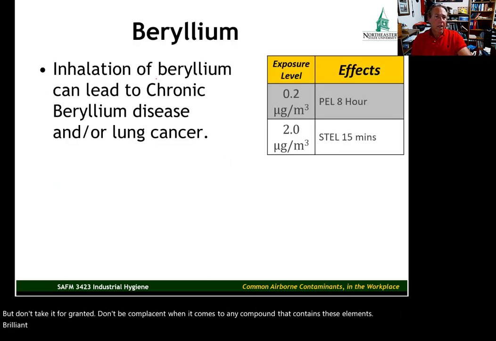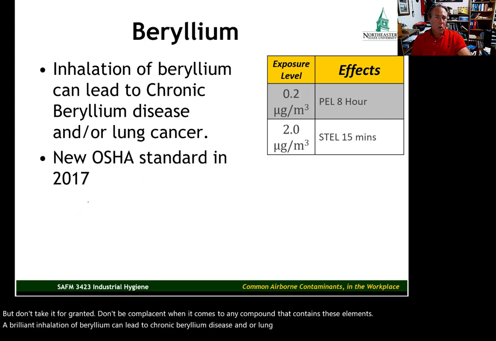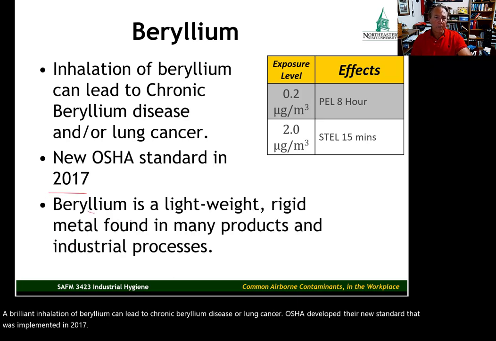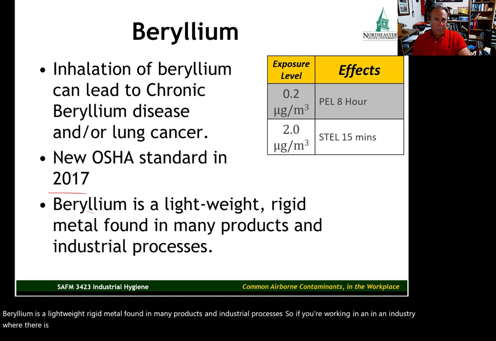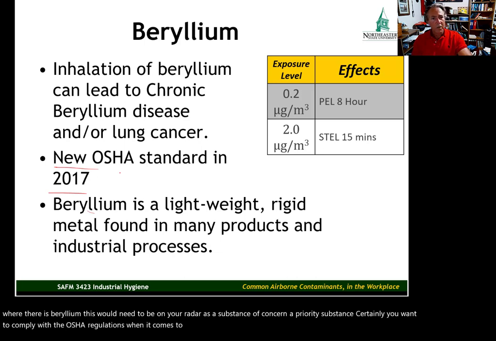Beryllium. Inhalation of beryllium can lead to chronic beryllium disease and or lung cancer. OSHA developed their new standard that was implemented in 2017. Beryllium is a lightweight, rigid metal found in many products and industrial processes. So if you're working in an industry where there is beryllium, this would need to be on your radar as a substance of concern, a priority substance. Certainly you want to comply with the OSHA regulations when it comes to beryllium, but more importantly, you want to protect your workers from chronic beryllium disease. You want to protect them from lung cancer.